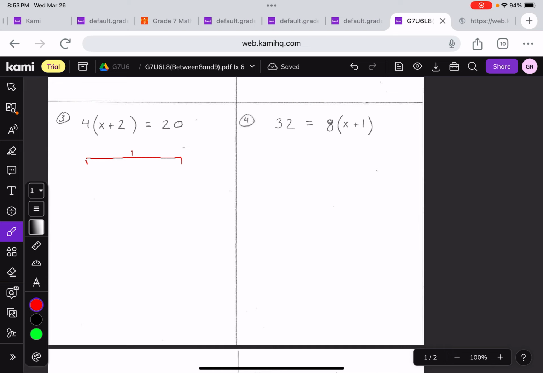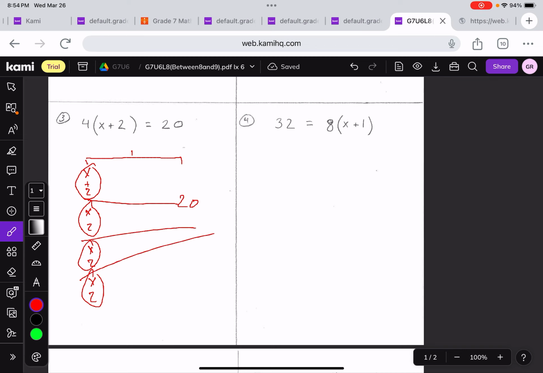4 times x plus 2 means I have an x plus 2. I have an x and a 2, an x and a 2, an x and a 2. And on this side, I have 20. So if I have 4 x plus 2's, and I split this 20 4 ways, then that means that x plus 2 is 5, that x plus 2 is 5, that one is 5, that one is 5.